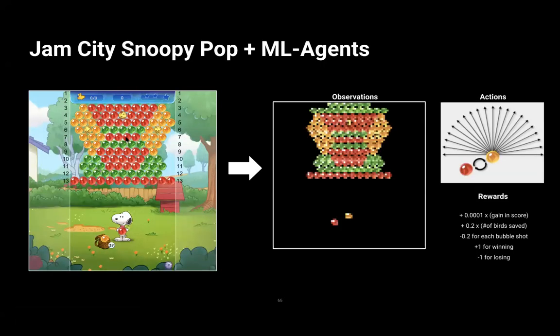So what we allowed the agents to do is look at the screen. So here's the observation that the agent's collecting. It's just an image of the screen. And it chooses an action, one of these directions to shoot the ball in. It can also swap the bubble with the next one if the color doesn't match anything. And we give it a reward based on the increase in score, the number of birds saved, a small negative reward for shooting, to keep each level as short as possible, a big reward for winning, and a big negative reward for losing.